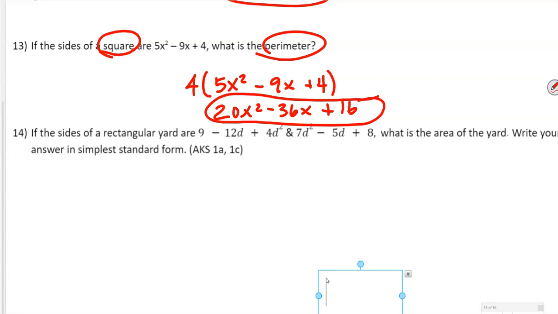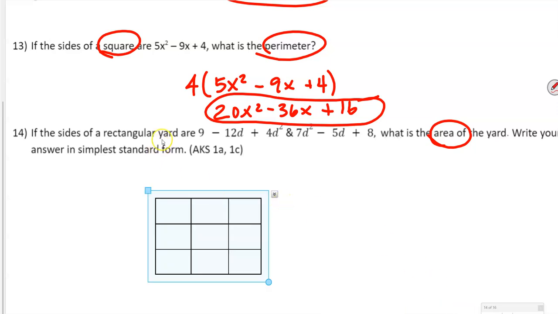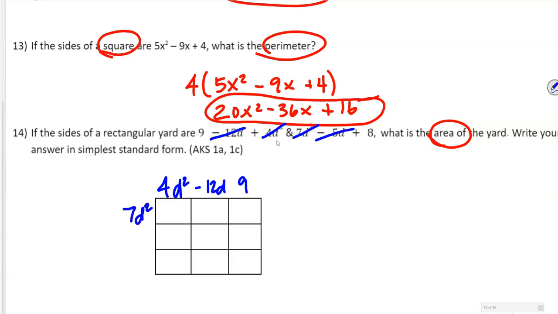Okay? So the next one says, if the sides of a rectangle are 9 minus 12d plus 4d squared and 7d squared minus 5d plus 8, what is the area of the yard? So 1, 2, 3 terms, 1, 2, 3 terms. So isn't this going to be a 3 by 3? So once again, I'm going to write this term in descending order. So I'm going to say 4d squared, gone, negative 12d, gone, 9. See that? Then we're going to do 7d squared minus 5d and our 8.